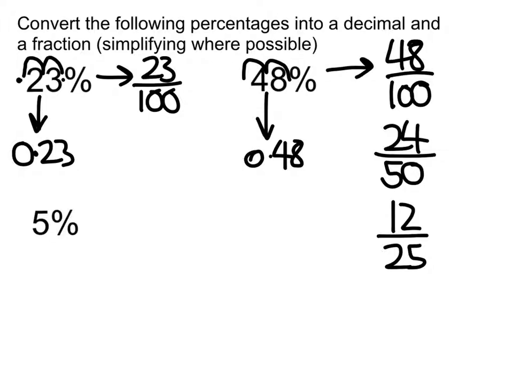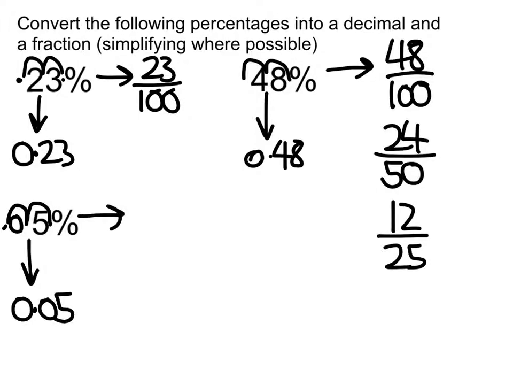Lastly, we've got 5%. So, to write this as a decimal, we move the decimal place 2 to the left. 1, 2. So this time I've got to make sure I put the 0 in. So as a decimal, 5% becomes 0.05.